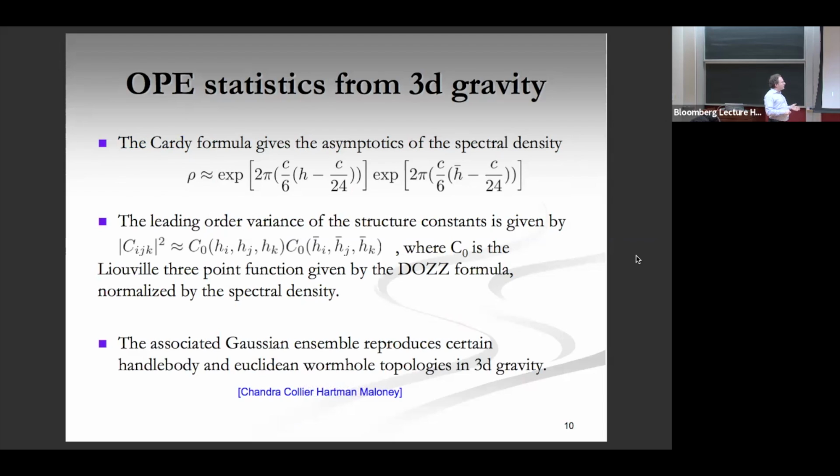And I should also mention that there's been a lot of interesting work, especially by these authors, but also others, on connecting tensor models, integrals over CIJKs, to 3D gravity. I think their perspective was slightly different in that they started by saying the Cardy formula gives the asymptotics of the spectral density at large weight in any CFT.